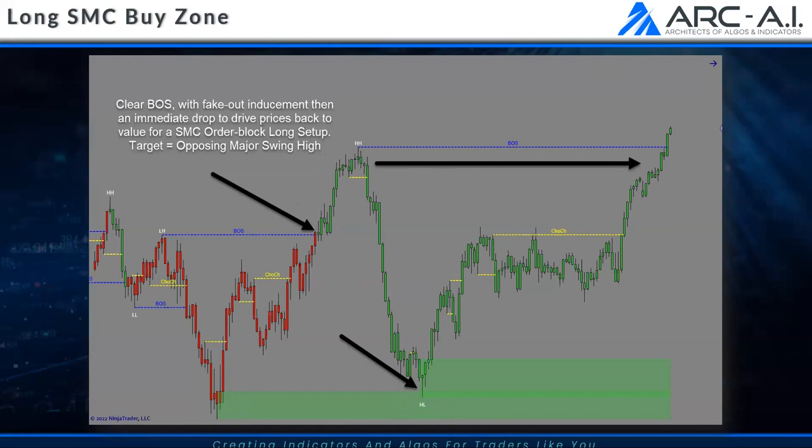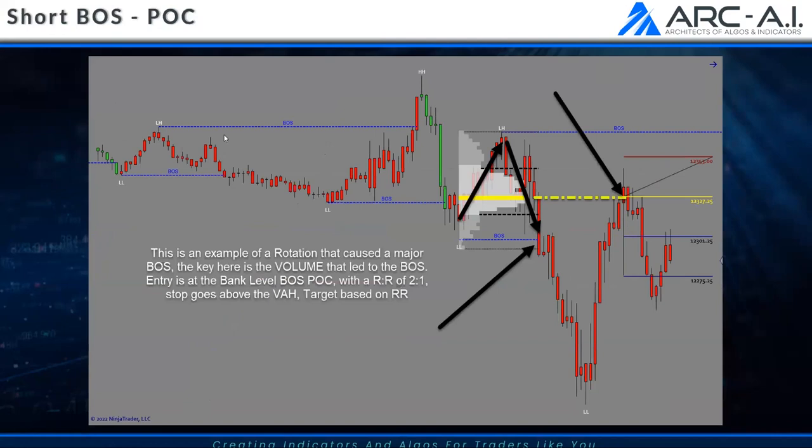Now let me show you another example. This is a different example. This is also involving the boss. You're going to find that everything I teach you has to do with the break of structure. Here was a swing that led to the break of structure, boss, here. There was a rotation that came up here and it came back down, okay? So you'll see here that this price action came up, rotated, broke the boss, and pumped down.